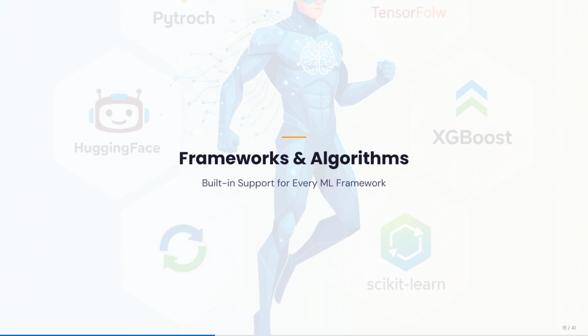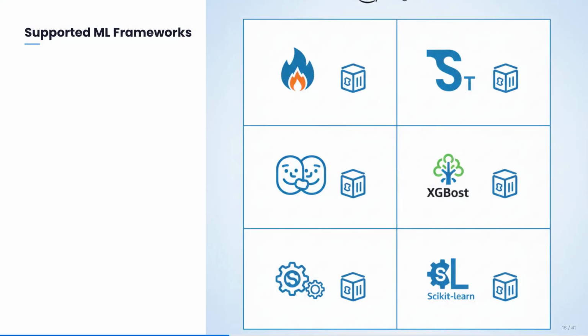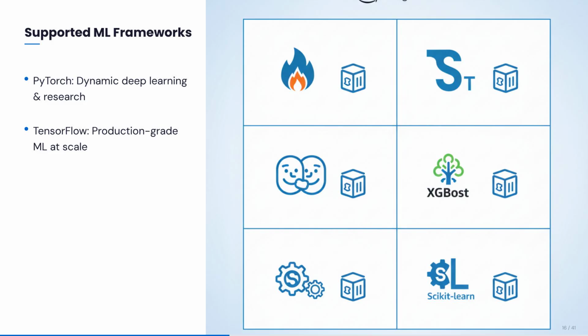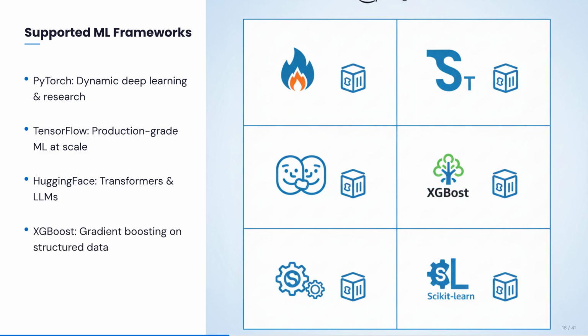SageMaker supports all major machine learning frameworks and provides dozens of built-in algorithms. Let us explore what is available. SageMaker provides pre-built Docker images for all major frameworks: PyTorch for dynamic deep learning and research, TensorFlow for production-grade ML at scale, Hugging Face for transformers and large language models, XGBoost for gradient boosting on structured data, and scikit-learn for classical machine learning algorithms. Each framework uses a specific training image URI that you pass to Model Trainer.